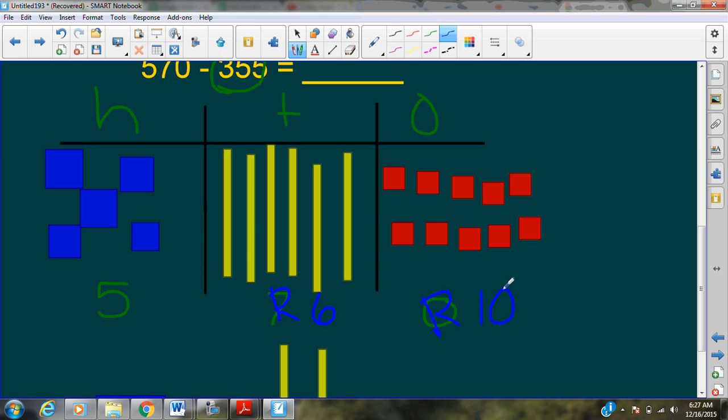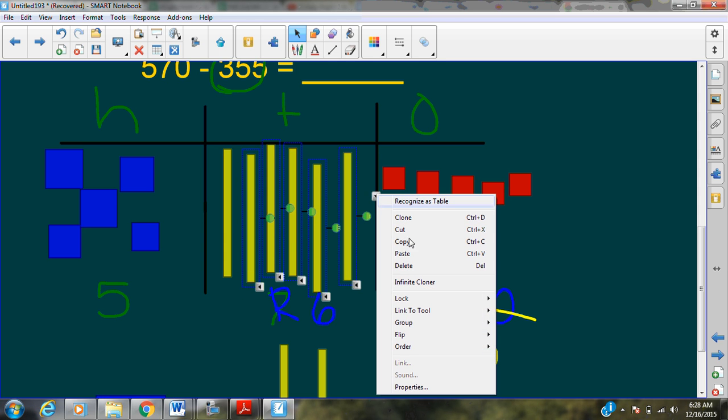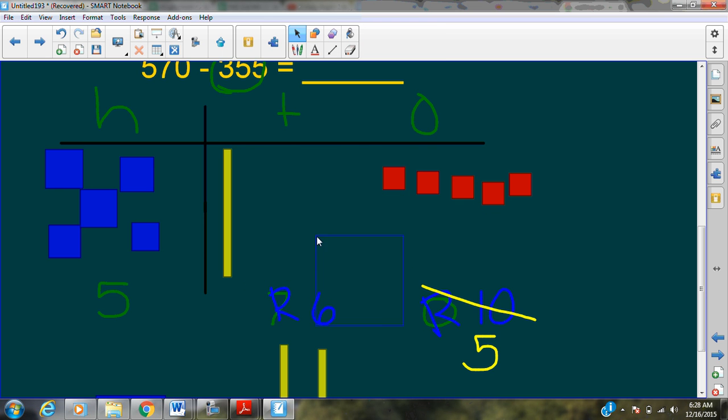Now I am able to take away 5, and that's exactly what I'm going to do. I'm going to take away 5 of these. As you can see, I am left with 5 ones. Now it tells me that I need to take away 5 tens. So that is what I'm going to do: 1, 2, 3, 4, 5. So I took away 5 tens.